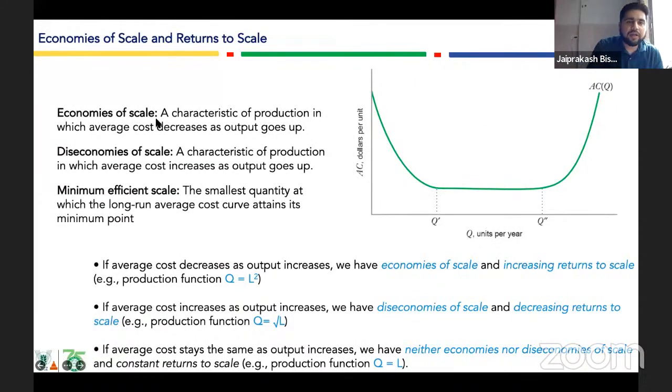So economies of scale is the characteristic of production in which average cost decreases as output goes up. You see here in x-axis we have output, and this is your average cost curve. Okay, this is your average cost curve. So जैसे जैसे आपका आउटपुट बढ़ रहा है इनिशियल, you see you concentrate on this first.